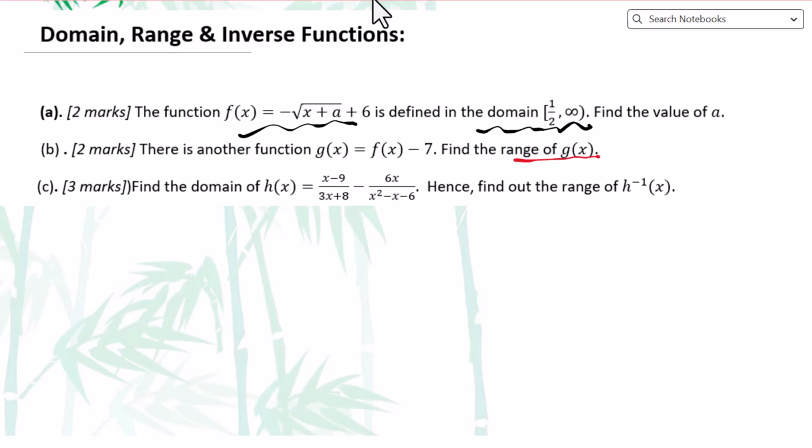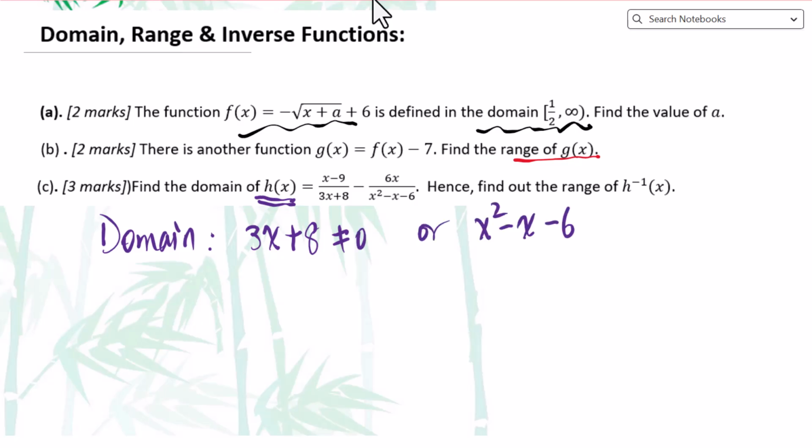Let's go to C. Find the domain of h of x. H of x is a rational function. The domain of rational function, we will make denominator not equal to 0. 3x plus 8 not equal to 0, or x squared minus x minus 6 is not equal to 0. Solving this linear equation, x is not equal to negative 8 over 3.